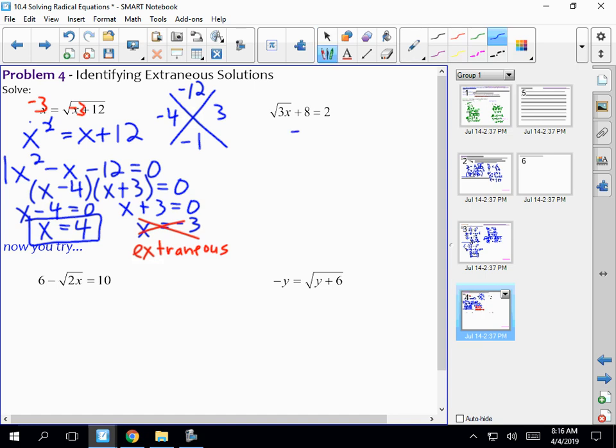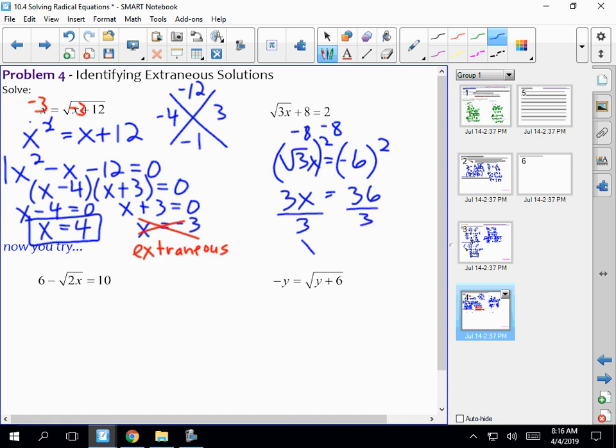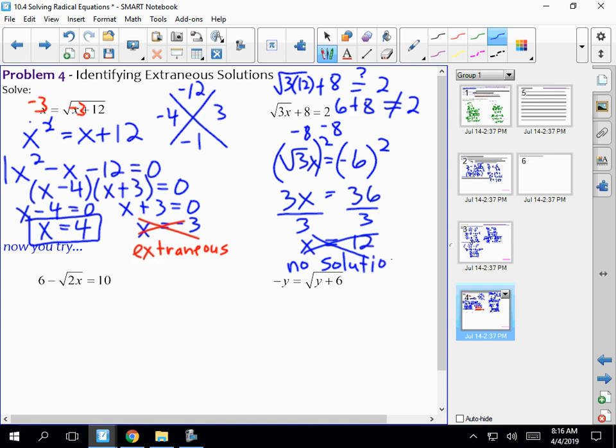Right, the second one here, we're going to subtract 8 from each side. So we've got square root of 3x equals negative 6. Square each side, and what you'll see is when I go to square this negative 6, I have an issue here. So 3x equals 36, divide 3 on each side, x equals 12. If you go back in here, square root of 3 times 12 plus 8, does that equal 2? Square root of 36 is 6. 6 plus 8 is 14, which does not equal 2. So the one potential solution does not work. So we would say there is no solution to this radical equation.